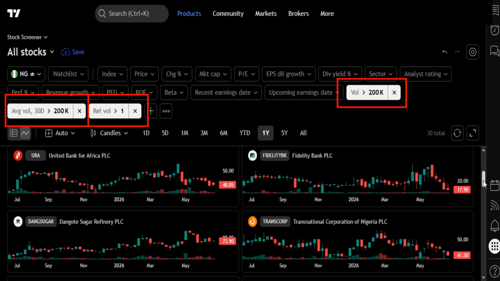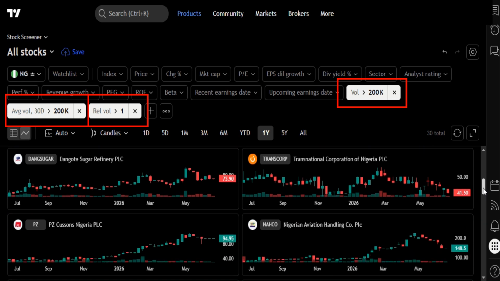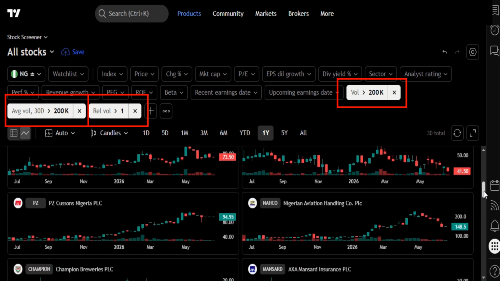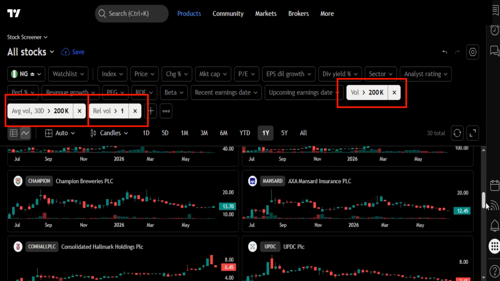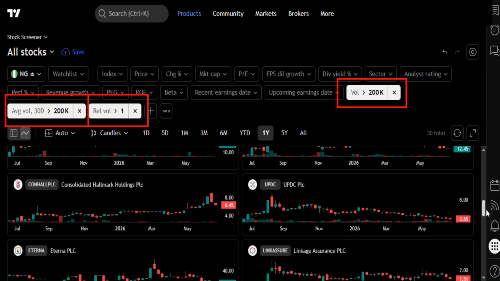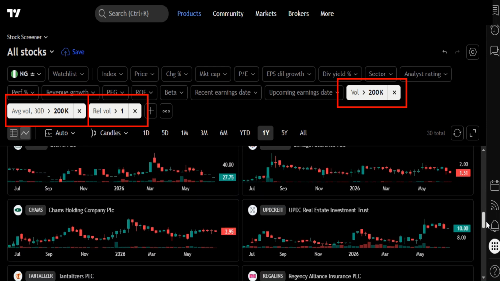Now, before we move on, remember this. If all you use are volume, average volume, and relative volume, you are already ahead of many traders in the market. These are the ones I consider essential. These three filters alone can dramatically improve the quality of stocks you analyze. They will already eliminate many weak and inactive stocks.